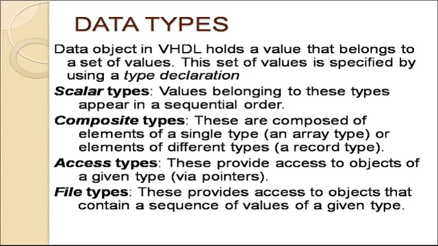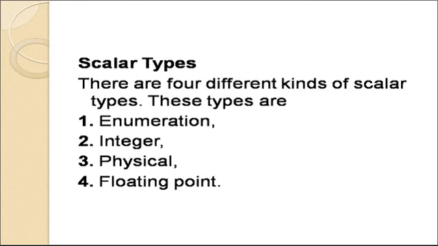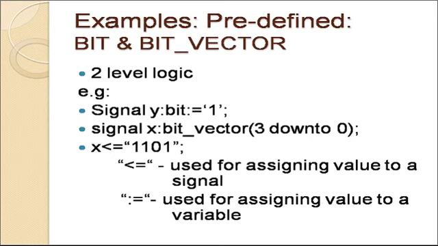Whatever the scalar types are, these scalar types are further subdivided into four different types: enumeration, integer, physical and floating point. Detailed examples of enumeration, integer, physical, floating, as well as array type and record type are given in the notes. I will provide you the notes, and the notes contain these examples. Here I have shown you some examples of these data types.